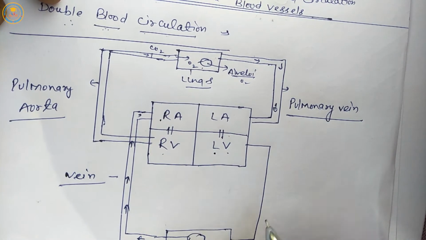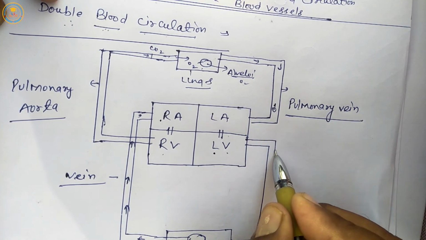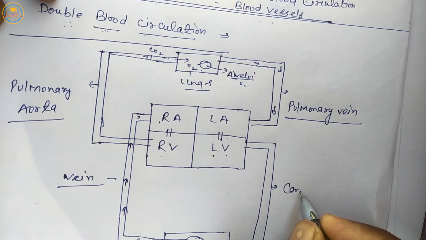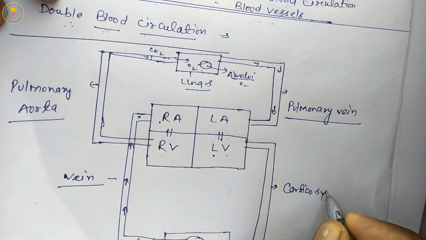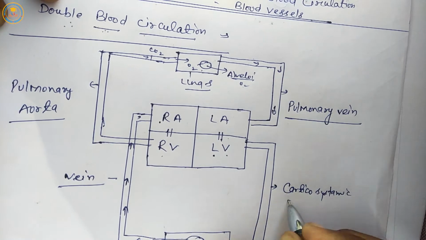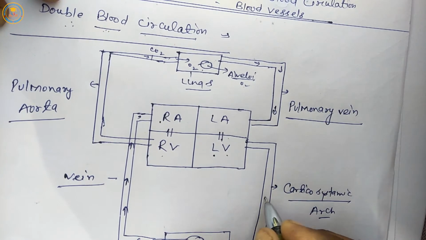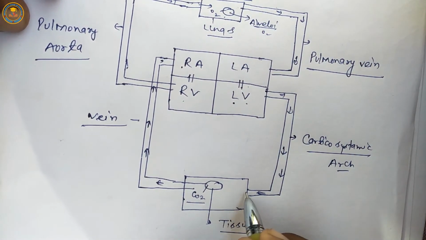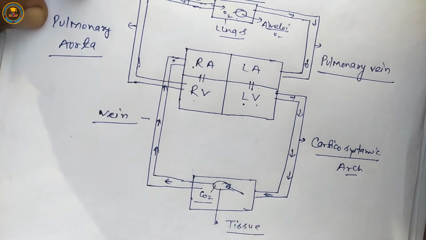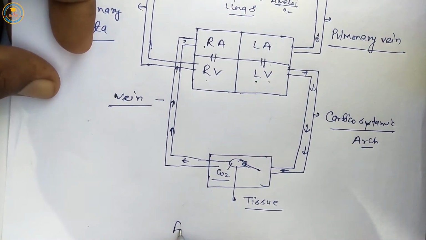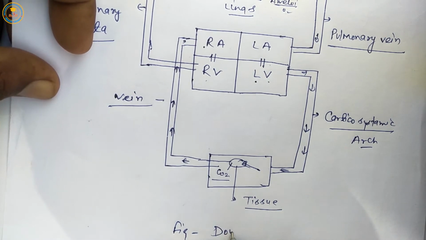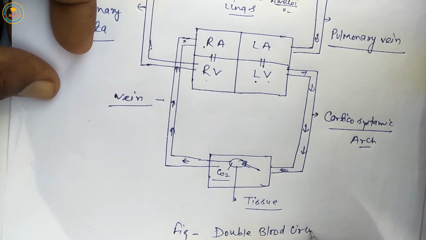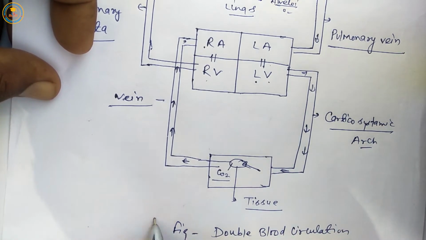Next, the left ventricle has a specific aorta. It is called the carotidosystemic aorta or arch, to carry pure blood from the left ventricle and enter the tissues. So this is the figure of double blood circulation.